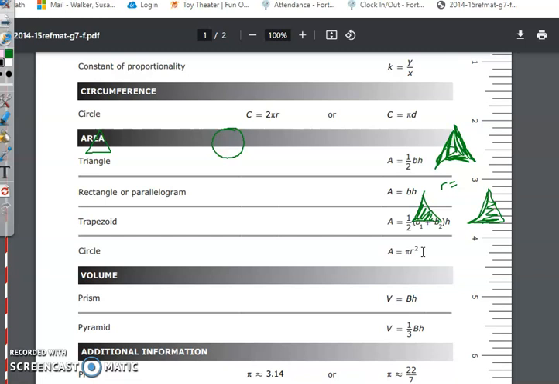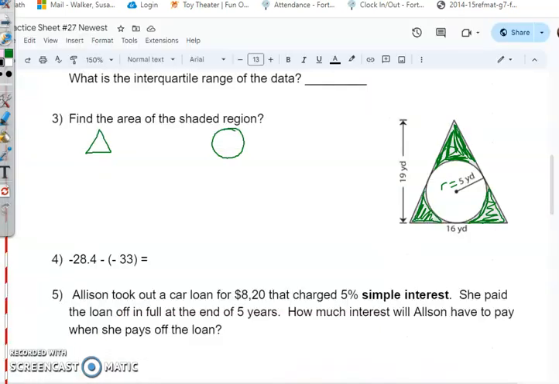Now, once you have those 2, hopefully you know, since this is a missing piece, when you have a missing piece, you are going to subtract. Okay? So you're going to subtract triangle, take away the circle, okay? Number 4.